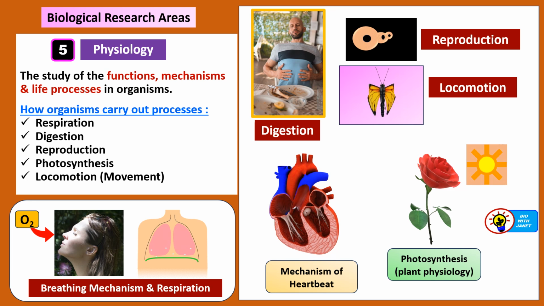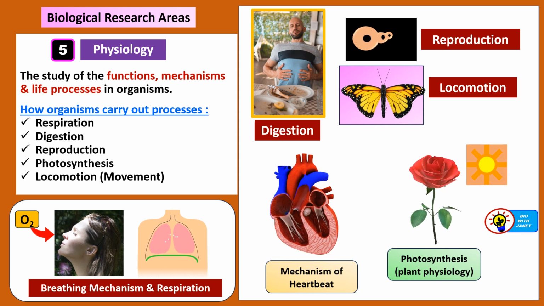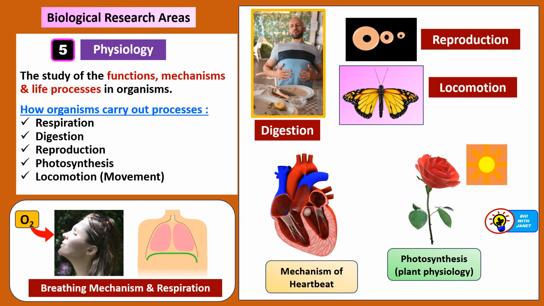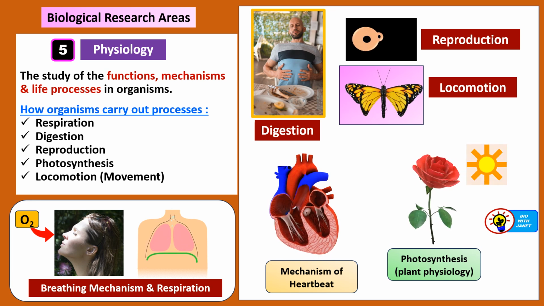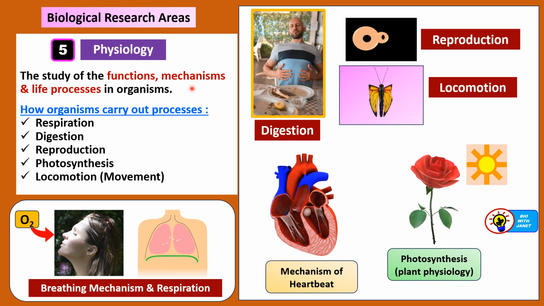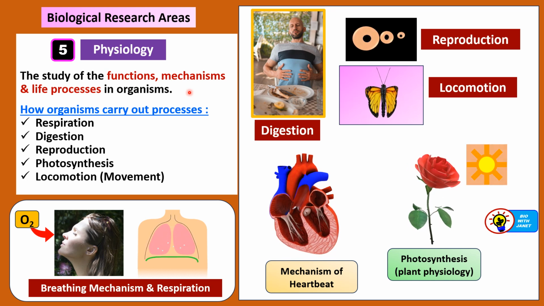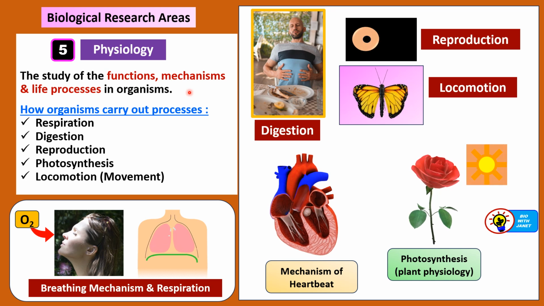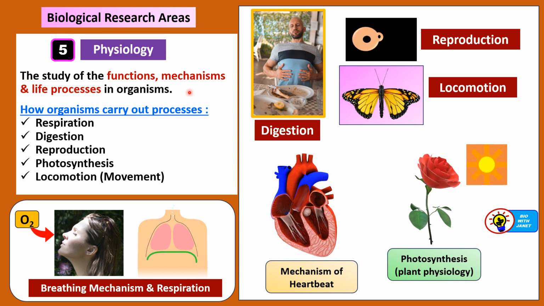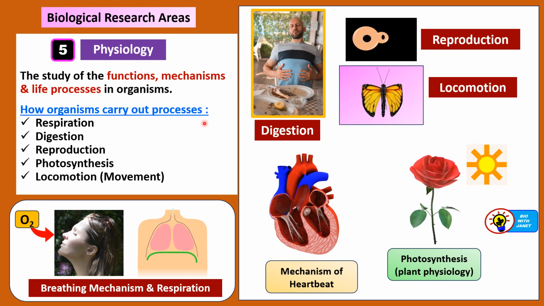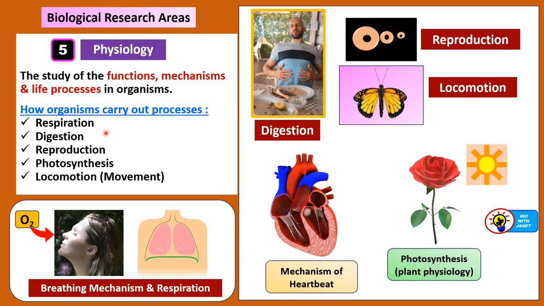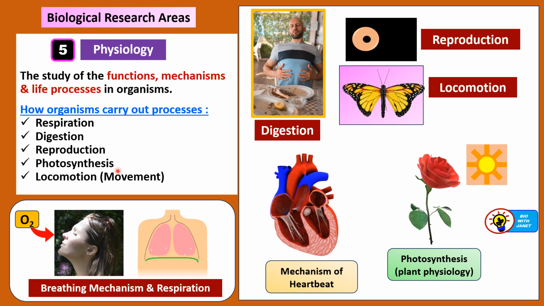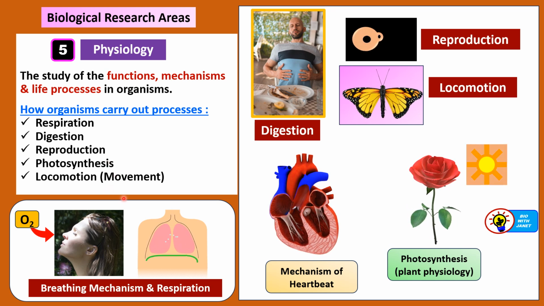The next area of biological research is physiology. So this term tends to be very difficult for students to explain, but it's very simple. Physiology is actually the study of the functions and mechanisms and life processes in organisms. That means how the organisms function. What are their life processes? So we study these things in physiology. How organisms carry out processes such as respiration, digestion, reproduction, photosynthesis, locomotion or movement, and so forth.